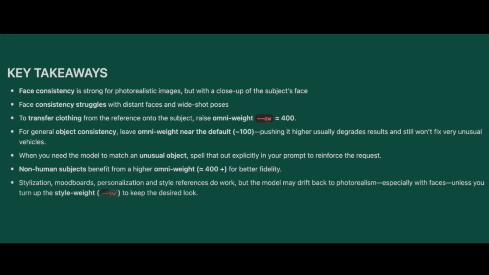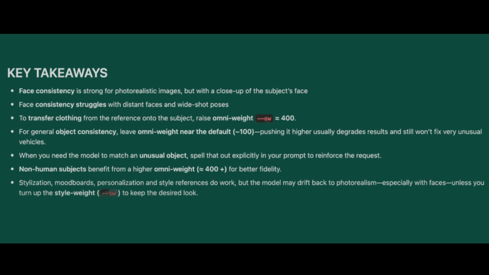So here are the key takeaways. Face consistency works really well, especially in photorealistic images. But if you're combining a close-up face reference with distant faces, it gets a bit trickier. If you want to copy clothing from your subject accurately, increase the Omni Weight to around 400. For objects, though, I recommend sticking with the default value, 100, since pushing it higher often gave me worse results.